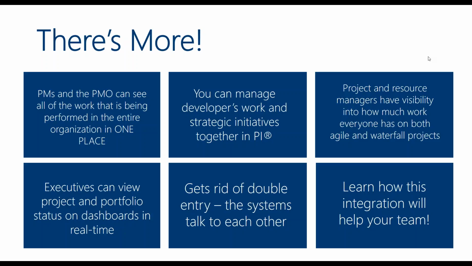The project and the resource managers then have visibility into how much work everyone has on both Agile and Waterfall projects. Executives have portfolio and project status dashboards. You don't have double entry as the systems are talking to each other. And I'm going to basically show you all of that today. Hang on one second.